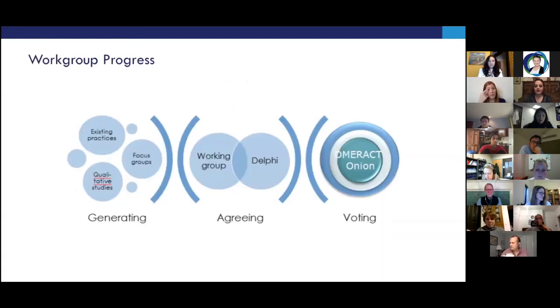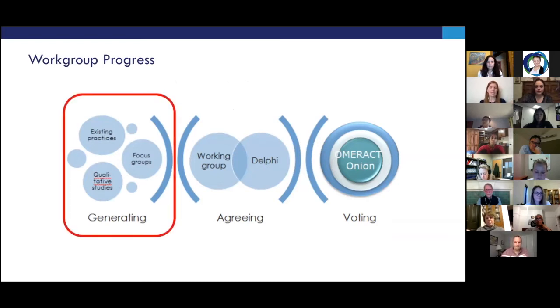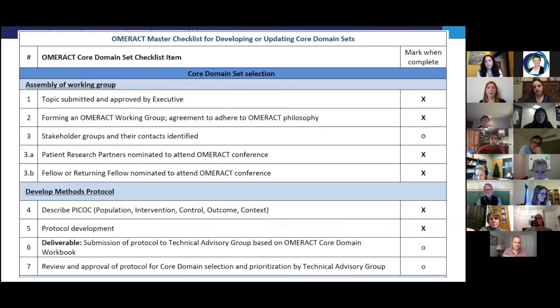So where's our working group right now? There are generally 3 big phases within OMERACT: generating, agreeing, and voting. We're obviously early and pretty new and young, and so we're in the generating phase, looking through our literature review and working on our qualitative research with focus groups. So this is the OMERACT master checklist. Each working group has a workbook, and we're in the process of finalizing our workbook so that we can submit it to the technical advisory group.